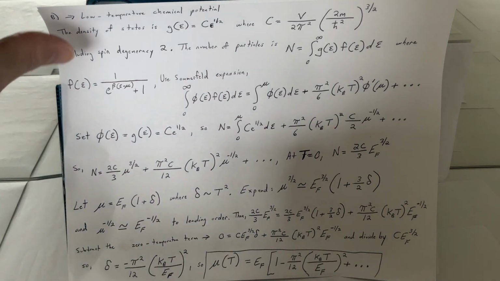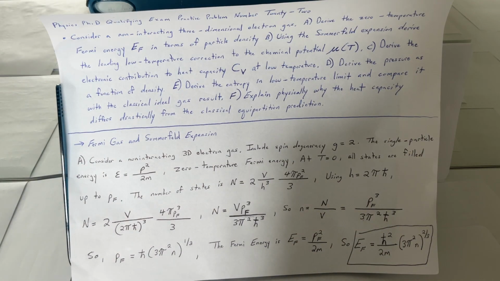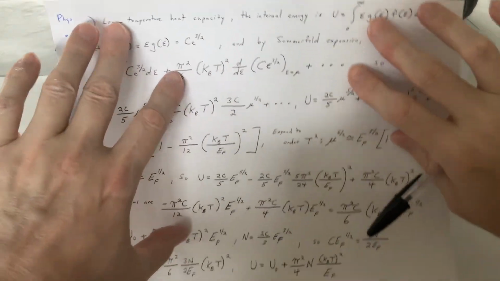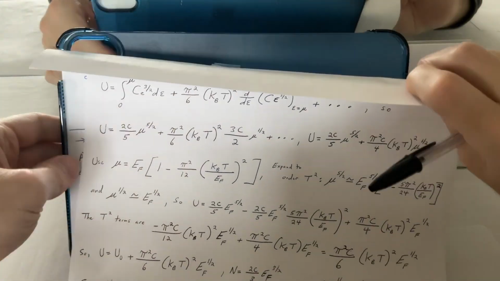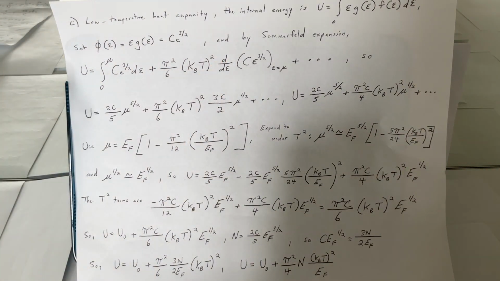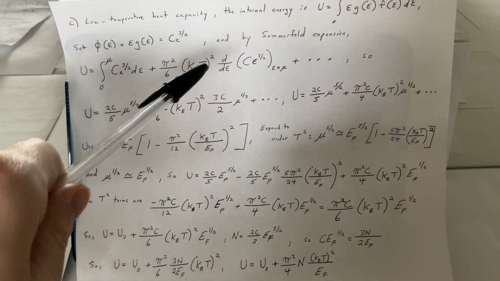Okay, now what we have is part C. Just reading part C here. Part C, they want us to derive the electronic contribution to heat capacity C_V at low temperature. Okay, so let's see here for part C. Okay, sorry about that. So part C, low temperature heat capacity here.